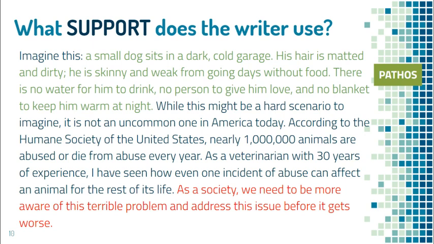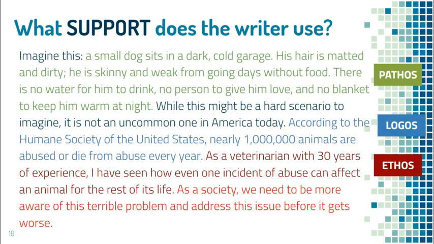Did you see any other support in this paragraph? Here are a couple more types of support the writer included. First, the writer uses logos when including evidence from the Humane Society of the United States. Then, the writer appeals to ethos by referring to his or her own experience.